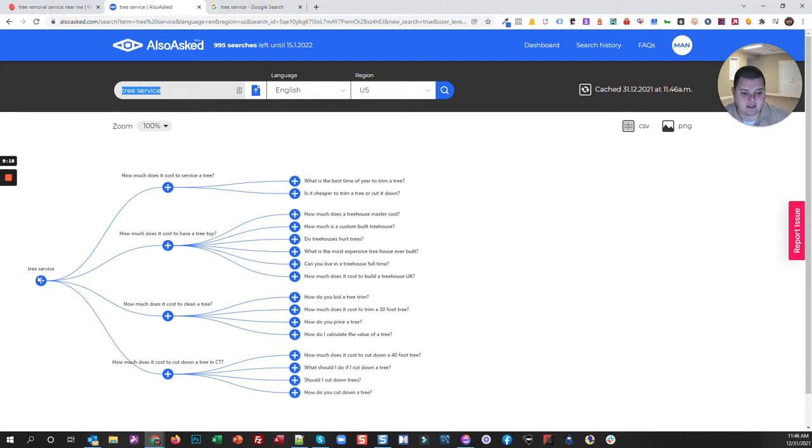And so, for an example off tree service, how much does it cost to service a tree? Well, if you were to search for how much does it cost to service a tree, people also ask, what is the best time of year to trim a tree? Is it cheaper to trim a tree or cut it down? The reason this is important is because when we go to structure our on page, and that's not what this tutorial is, this gives us what our H2 tags can be.